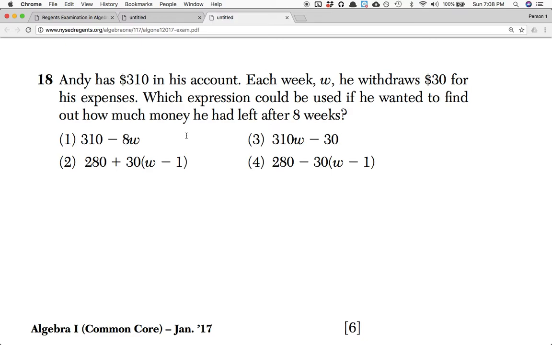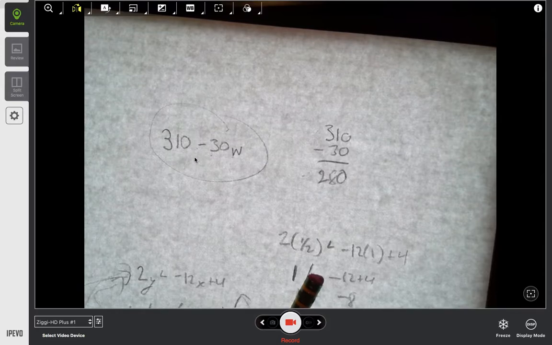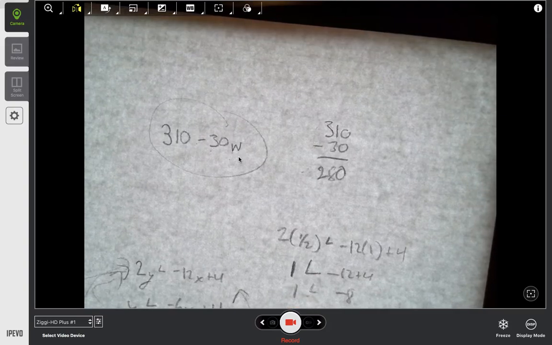I wanted to come back to 18 for a quick bonus clip, because you don't actually need to wrap it all around in your head to be able to get this one figured out. We came up with an expression that we were pretty confident in, 310 minus 30w, and we've got a method of checking if these expressions are going to be equivalent or not in our calculator. I've shown it before. I'm going to show it again.